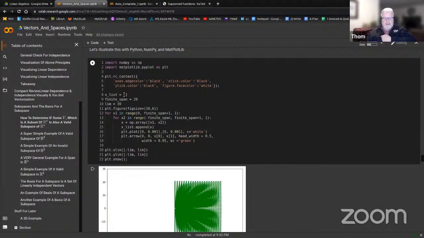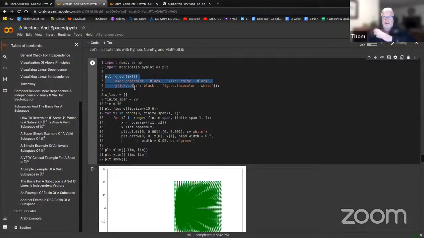we're just going to, by the way, this is just because I'm in dark mode, both in Chrome and in Google Colab.